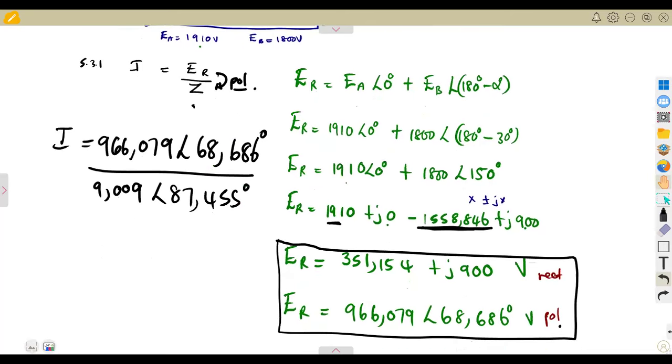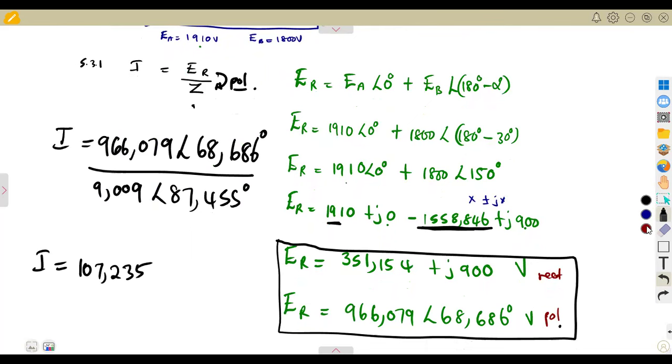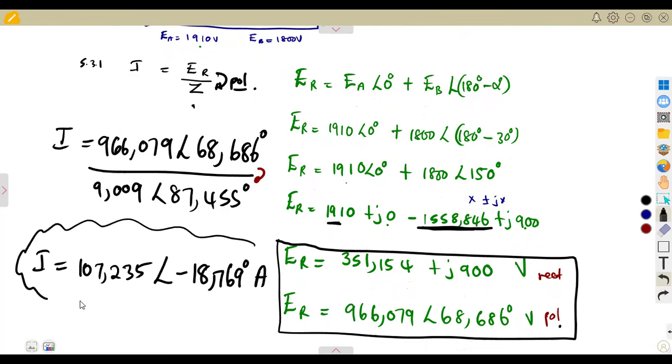So this is going to give us the current. What is the value of the current? Remember, in polar form, divide the numbers separately. This is going to give us 107.235. What about the angles in polar form? For division, we subtract the angles. So that will be 68.686 minus 87, which gives negative 18.769 degrees, measured in amperes. So this is your current.